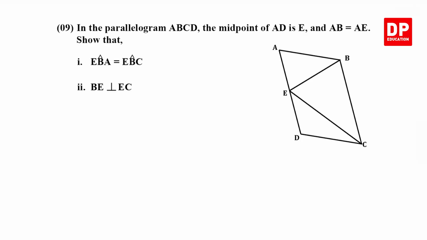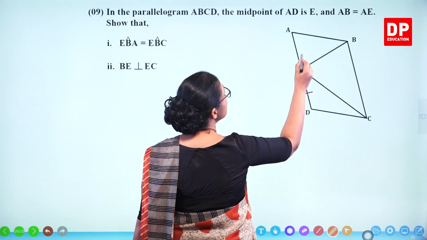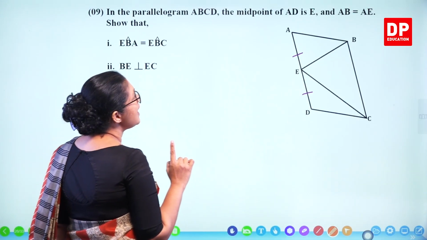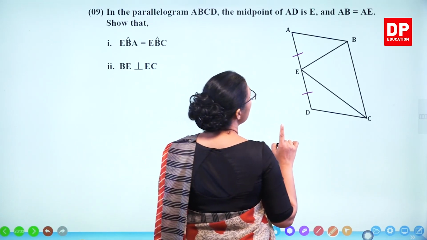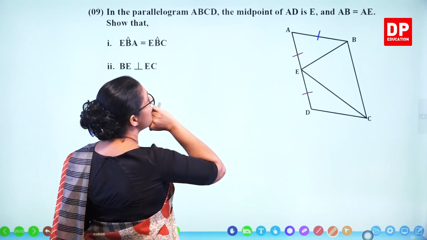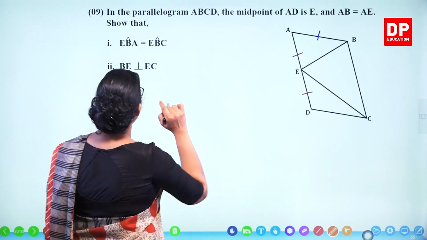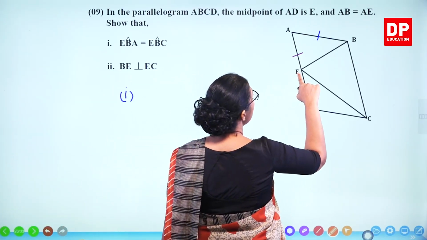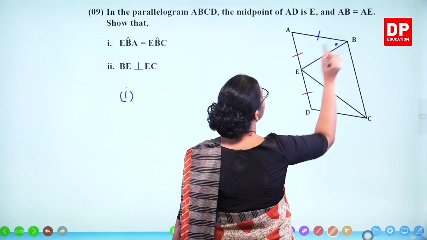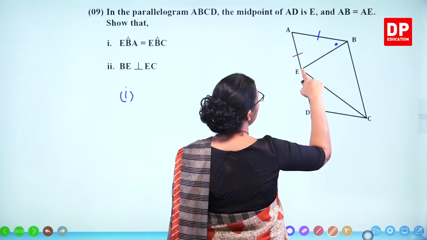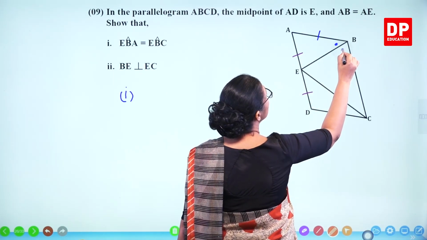Question number 9. In the parallelogram ABCD, the midpoint of AD is E. So that means these two lengths are equal. And AB is equal to AE, so same length. Show that EBA is equal to EBC. These two are equal.